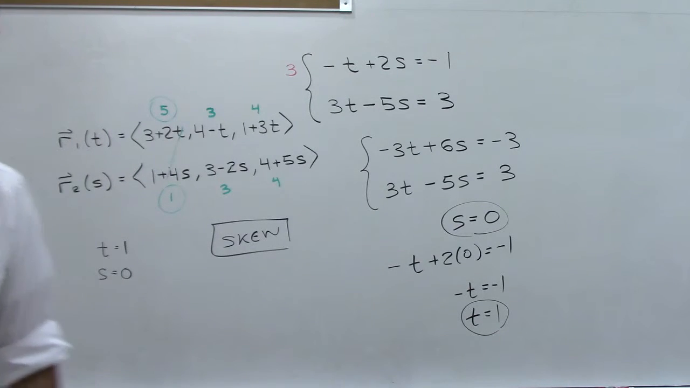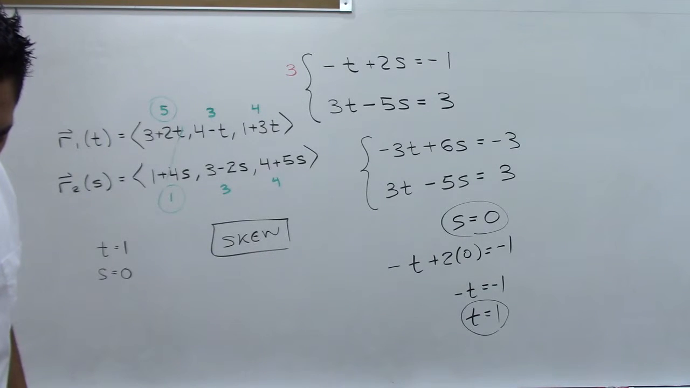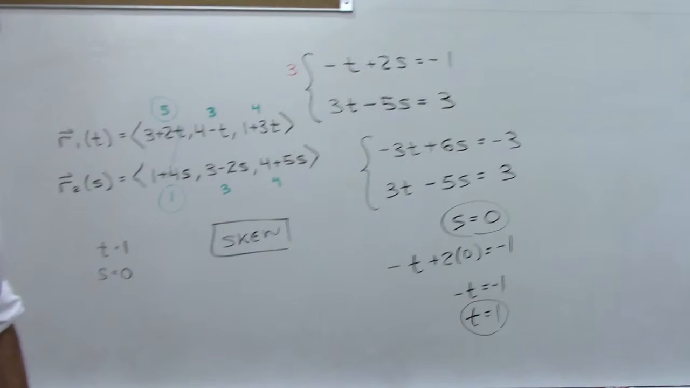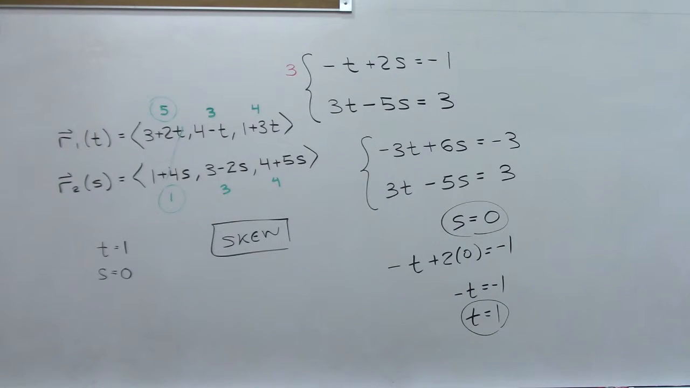I would encourage you to try and do number 18 on your own. 18, they turn out to be parallel. 19, they're also parallel. Oh, sorry, no. 19, they do intersect. 20 is skew. So maybe I should do 19. What do you think? Should I do 19?